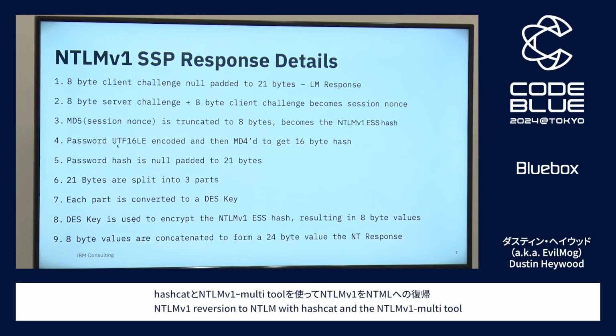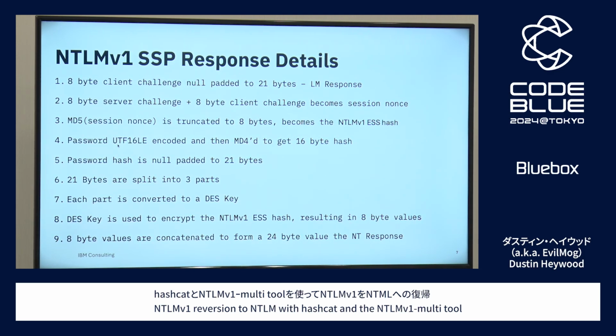Those 3 parts are then converted into a DES key. Those DES keys are then used to encrypt the NTLM version 1 ESS hash, giving you some 8-byte values. So effectively, the NTLM hash itself gets converted into DES keys. And that's the entire basis of the NTLM version 1 protocol.